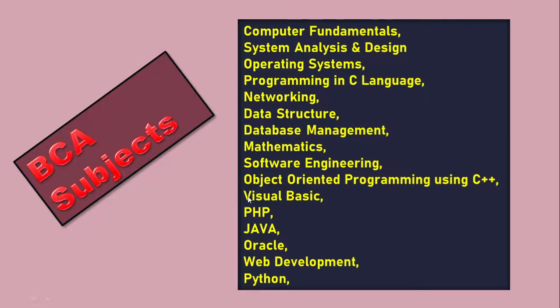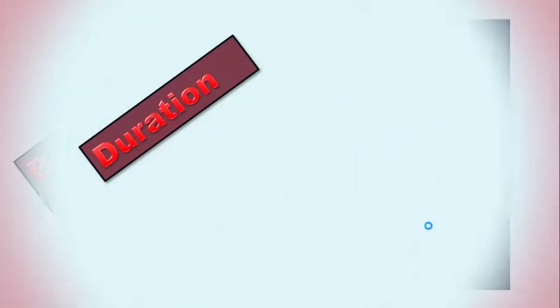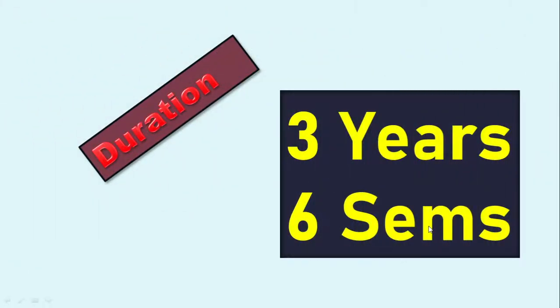Why? Because for many years, people from the arts stream have taken BCA, and they all successfully completed their course. Therefore, it's not too difficult for you to pass these examinations or to learn these subjects. So you can always think positively, and if you wish to get into the computer field, you can choose the BCA course. So what is the duration? Like any other degree, this degree is 3 years and 6 semesters in total.